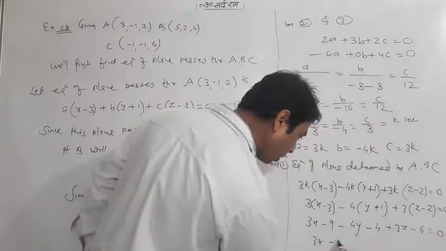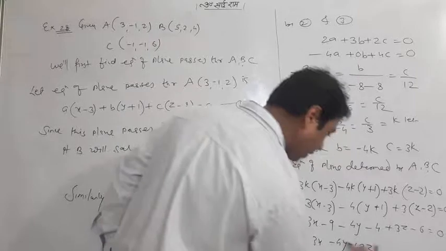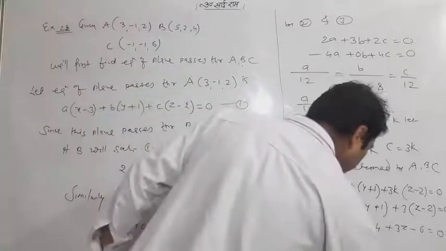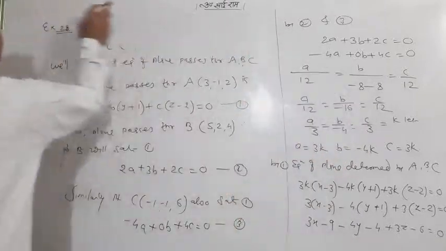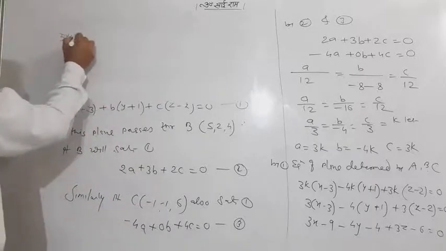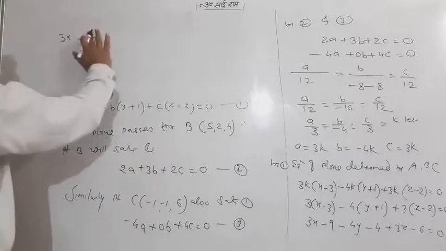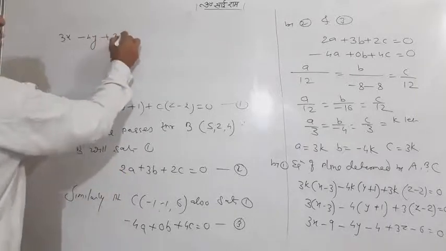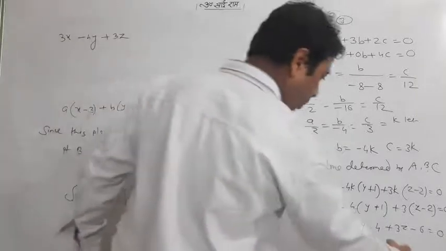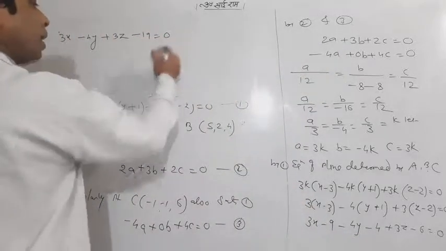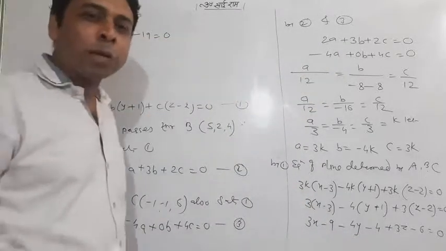So the answer is 3x minus 4y plus 3z, and simply balancing the constants, 9, 4, 6 makes 19. You got 3x minus 4y plus 3z minus 19 equals 0. Now this is not the final answer. This is the plane which is passing through A, B, C.